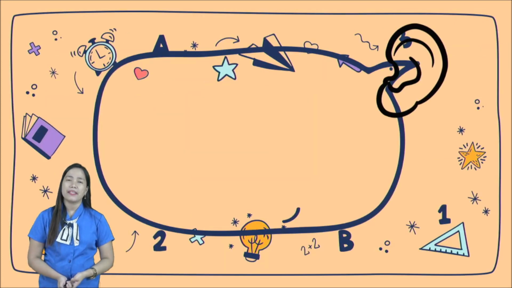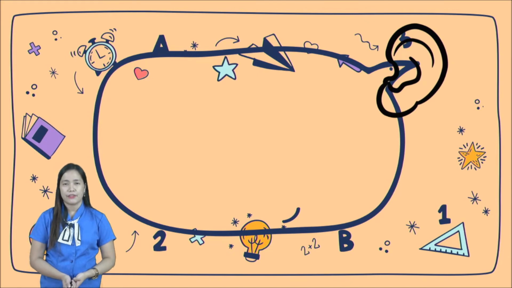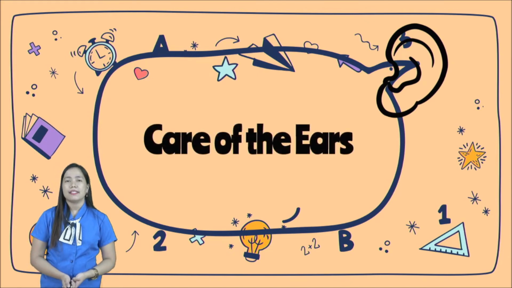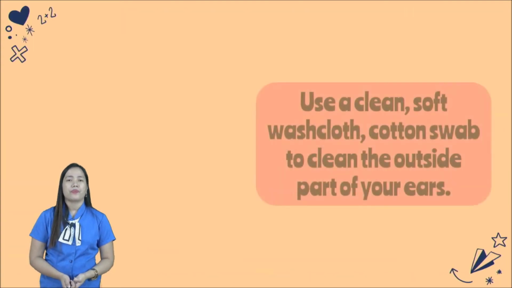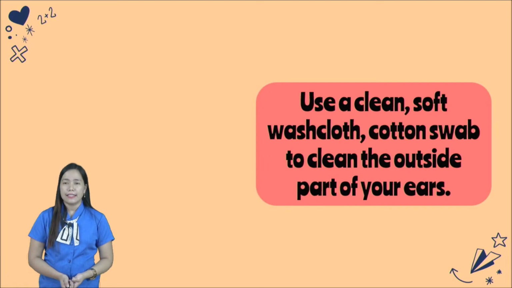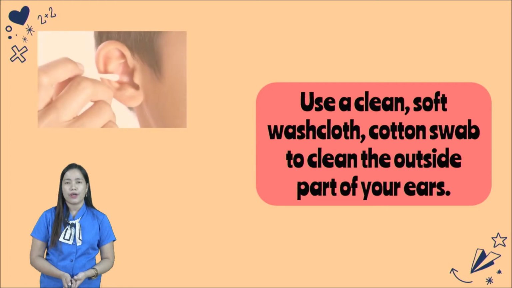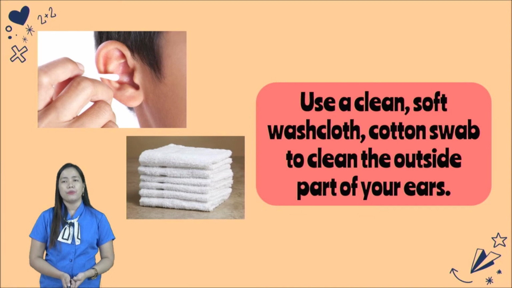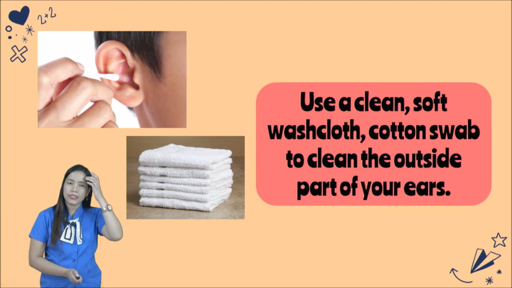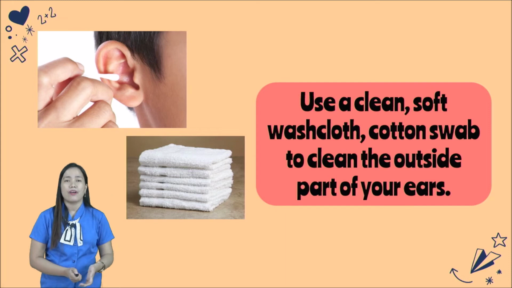Okay, the next one. This one is very important. Kids, you need to listen to this one. This is how to take care of the ears. So you better listen. First one, use a clean, soft washcloth or cotton swab to clean the outside part of your ears. Like that, cotton swab, and also a clean and soft washcloth. Kids, when you're cleaning your ears, do not put the cotton swab very far inside your ears, because that's dangerous. You may reach your eardrum.